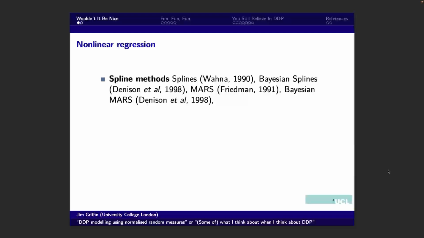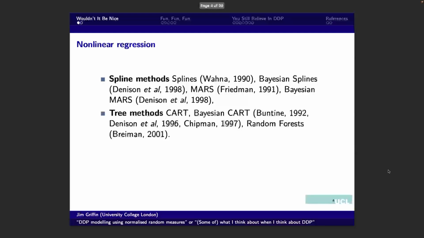Okay, so one thing is spline methods. There's the book by Wahba from 1990, and there was a lot of work during the 90s on splines. And then there's also a parallel Bayesian literature. This is just a few examples; there are more people who worked on Bayesian splines. Also multivariate versions, MARS. Then there were tree methods.